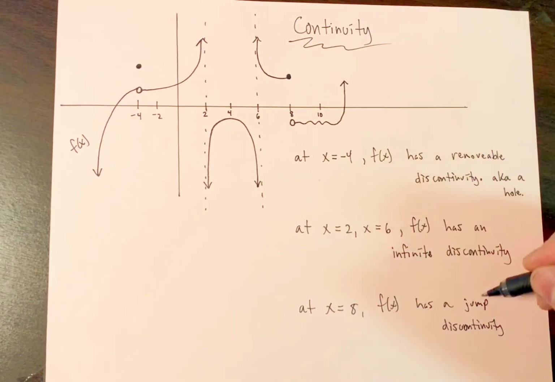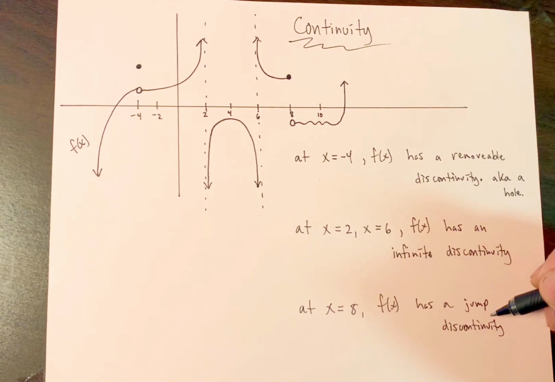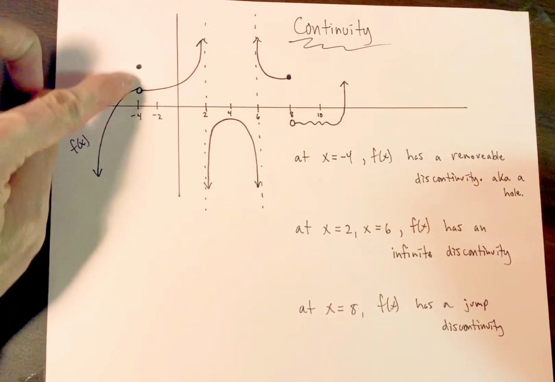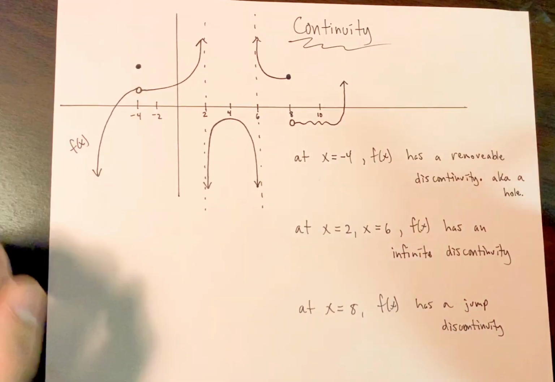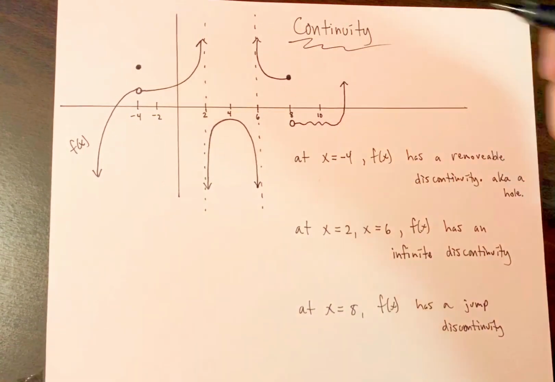So they tend to call it a jump discontinuity. Is that the official name? I actually don't know, but I think it is. So we have a removable discontinuity, it looks like a hole, the infinite discontinuities, and what we call a jump discontinuity.